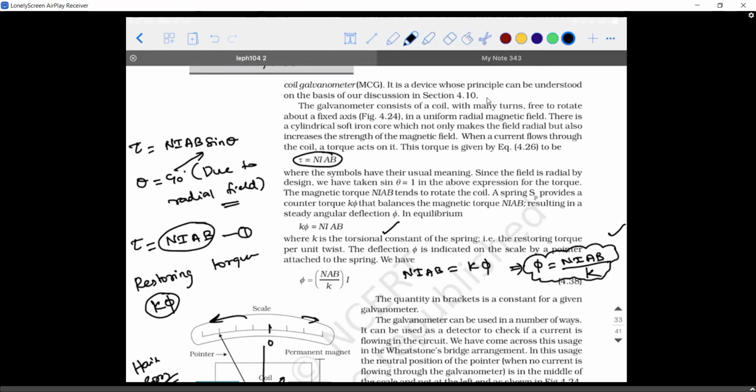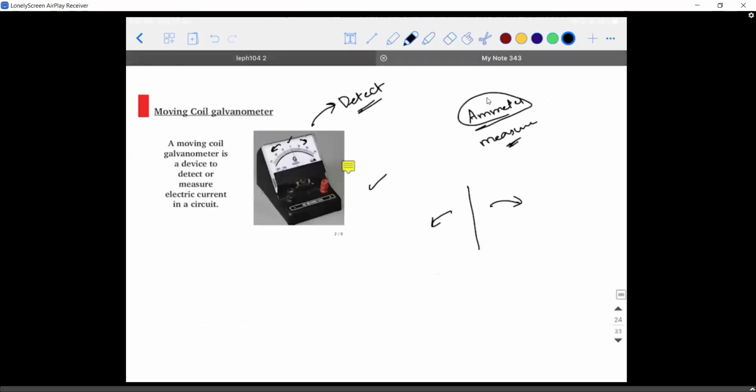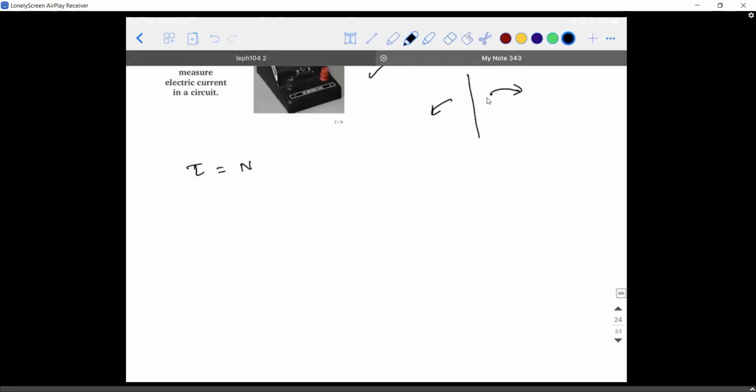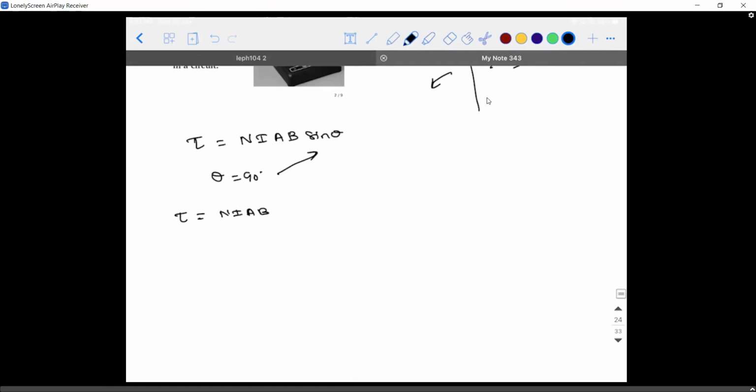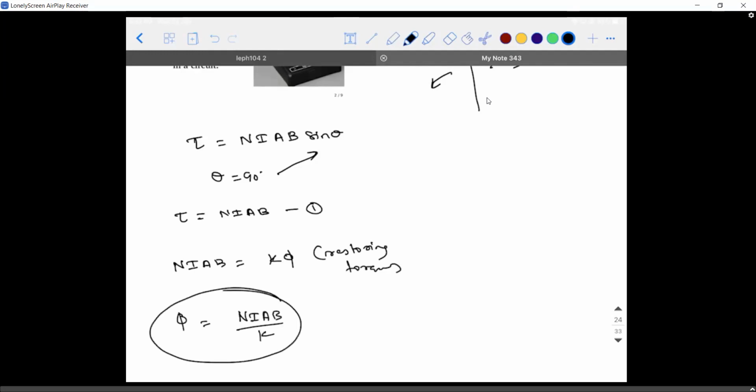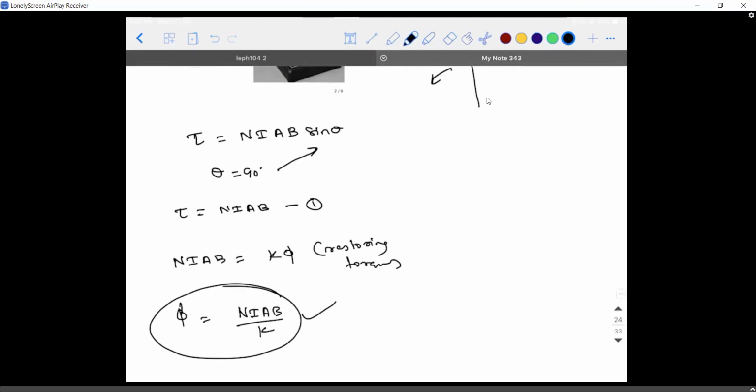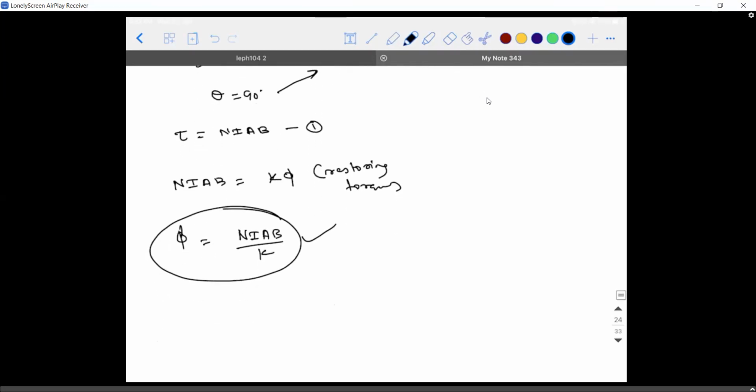Okay, I will write it neatly again. Listen. So these are the steps, guys. So torque is equal to NIAB sine theta, and put theta is equal to 90 degrees in this, then torque will be equal to NIA into B. Okay. So let this be 1. But NIAB is also equal to K into phi, which is the restoring torque. And phi will be equal to NIAB the whole divided by K. And this is the value to be remembered.